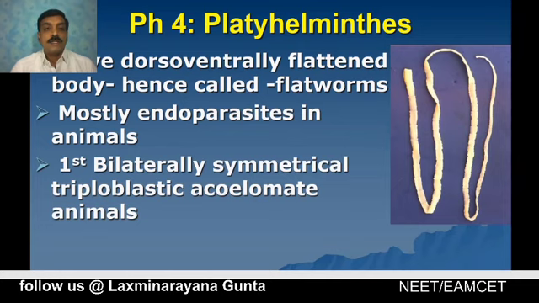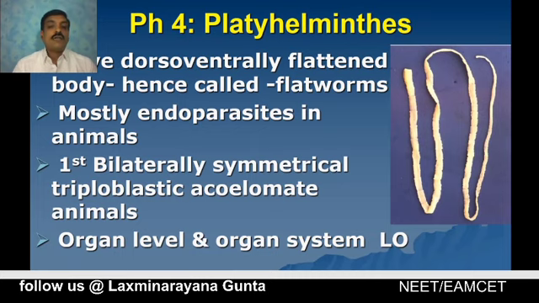These are the first triploblastic animals. All the three phyla that we have studied earlier, the Porifera, Cnidaria and Ctenophora, are diploblastic animals, means they have only two germ layers, the ectoderm and the endoderm. Here we have another embryonic layer, that is the mesoderm. That's why these are the first triploblastic animals. And even though they are triploblastic, they are acoelomates, means they don't have any coelom, the body cavity. The body cavity is absent in these Platyhelminthes.